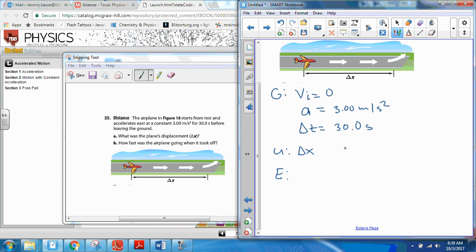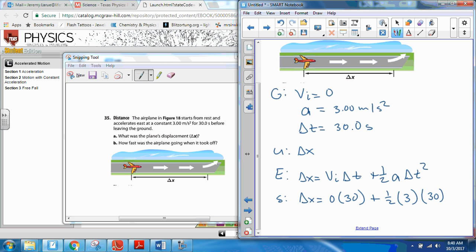Okay, equation 1 doesn't have delta x in it, so that's bad. Equation 3 has delta x, but it also has v final, which we don't have, so that's a bad one. The equation we're going to do is equation 2. So delta x equals v initial delta t plus 1/2 a delta t squared. We go to solve. Delta x is our unknown. The initial was 0 times delta t is 30 plus 1/2 times a was 3 times 30 squared. So I just have to put this in the calculator now, right?